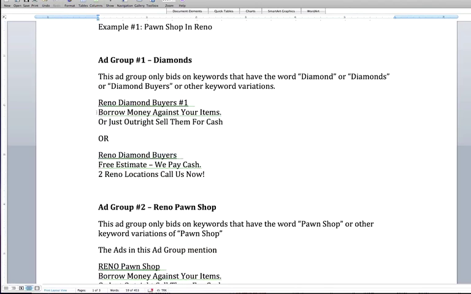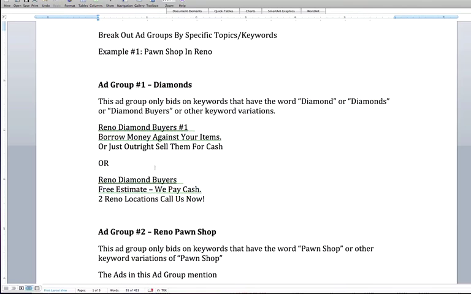Okay, this one is just a very strong message that has a lot of benefits. Borrow money against your items or just outright sell them for cash. Those are two really big benefits that people are looking for, that typically are searching for diamond buyers. And this one, again, gives you the free estimate, we pay cash, 2 locations in Reno, call now. So again, those are different variations, and these are ads that you would test.